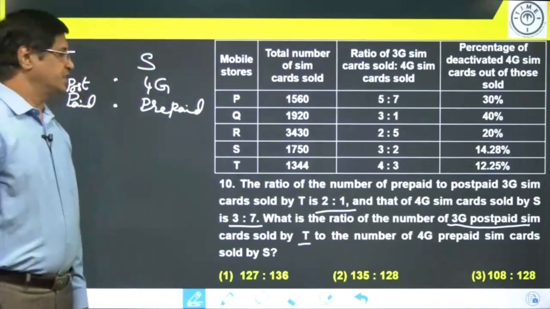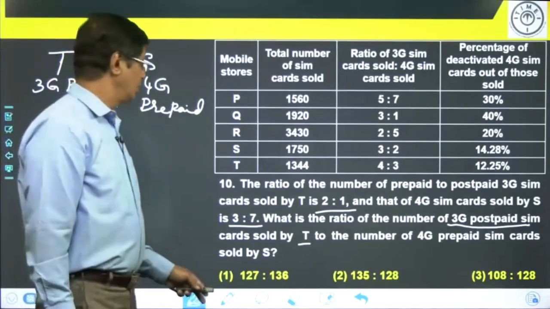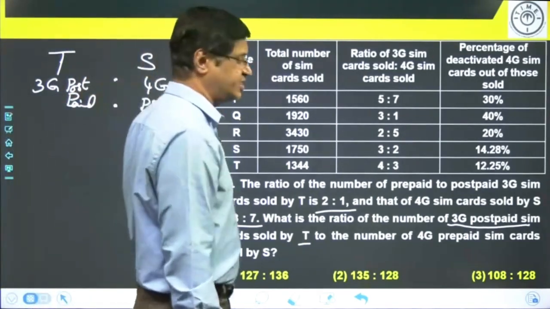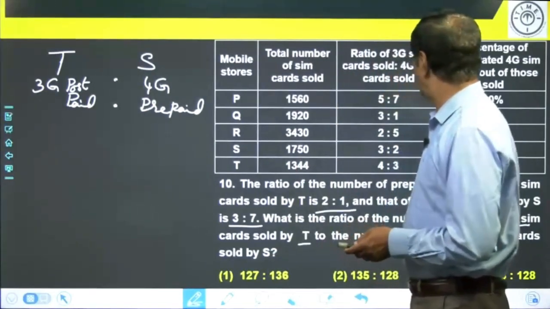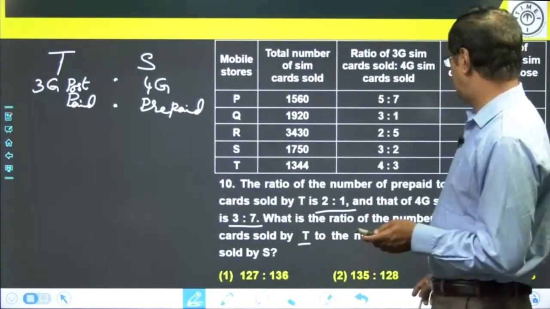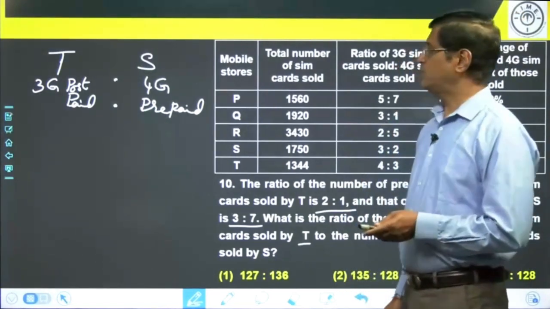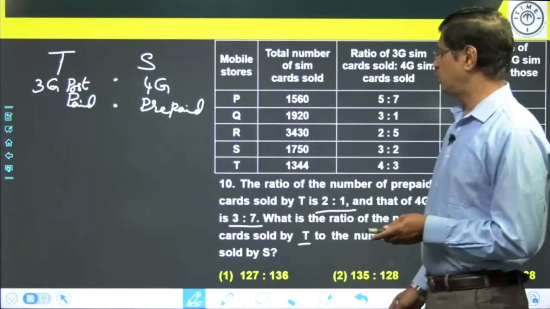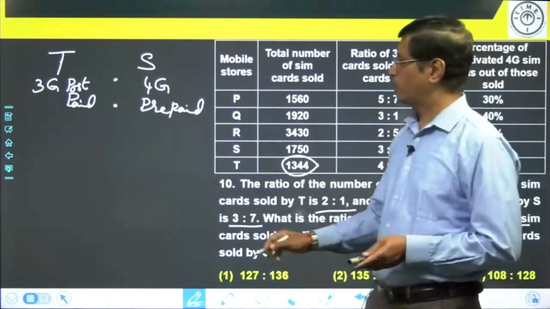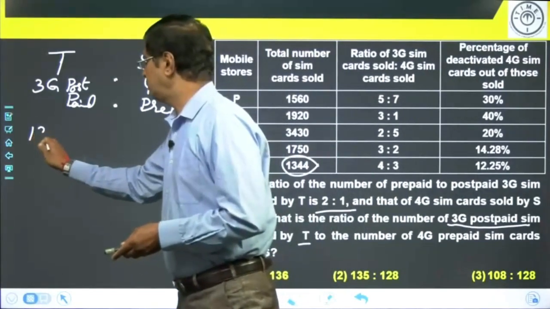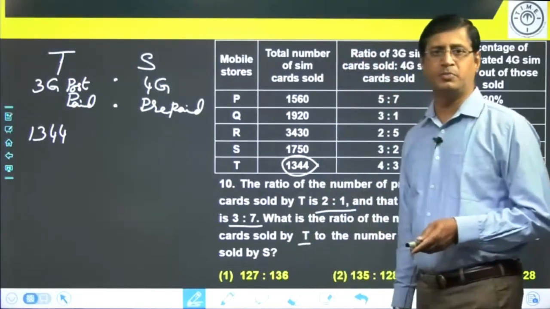Okay. Now first of all, find out the number of prepaid and the postpaid of 3G in T and 4G in S. So what is the total number of SIM cards sold here? It is 1344. That is the total number of SIM cards sold.